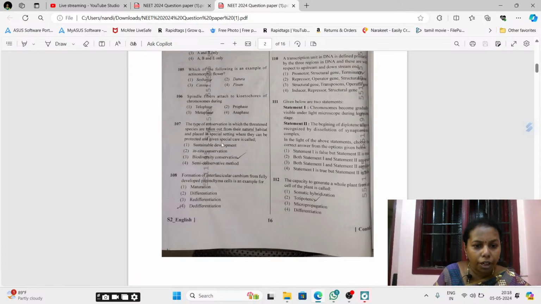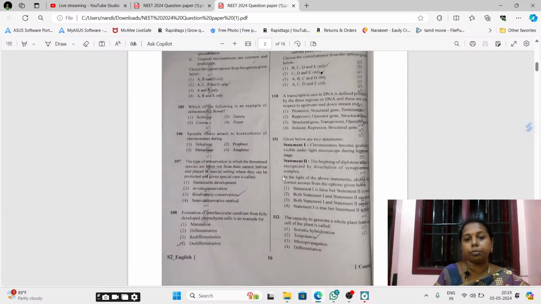107. The type of conservation in which threatened species are taken out from the natural habitat and placed in a special setting where they can be protected is given under ex situ conservation in NCERT, but we do not have an option like ex situ conservation. So we have to go with the answer biodiversity conservation. 107, 3 is the answer. Then 108: formation of interfascicular cambium from fully developed parenchyma cells is an example of dedifferentiation. Again, it is plant growth and development from plant physiology.